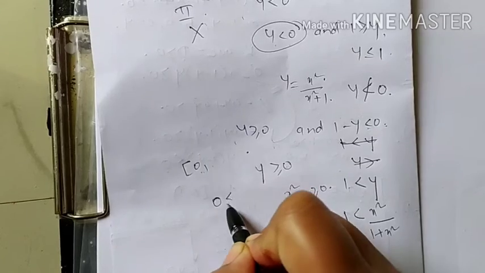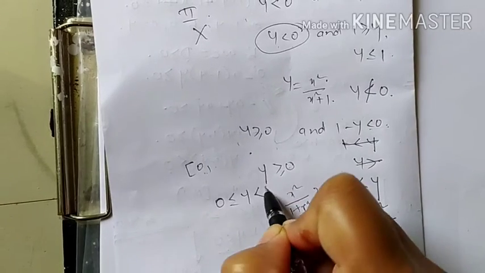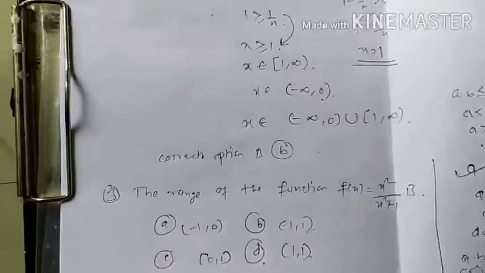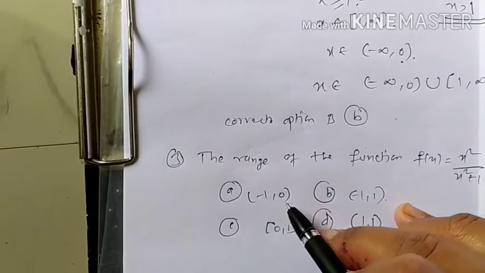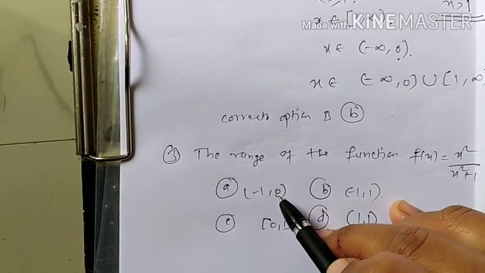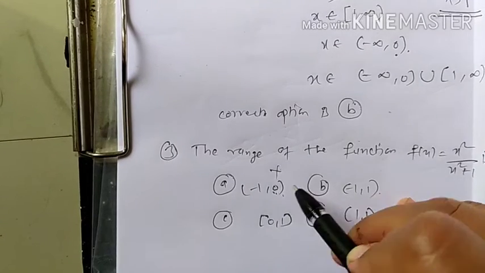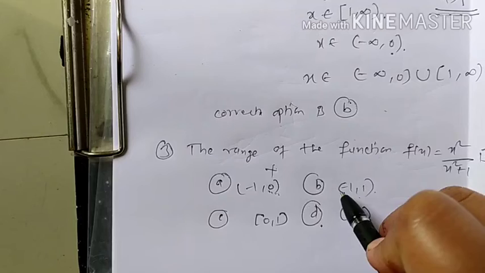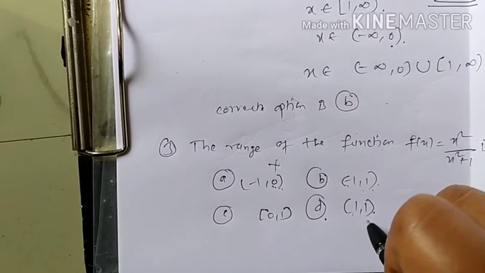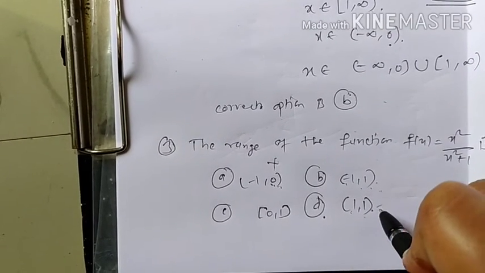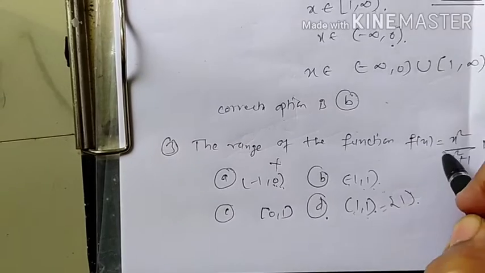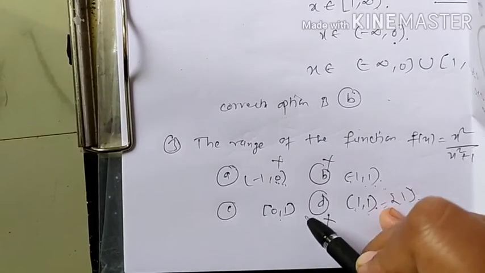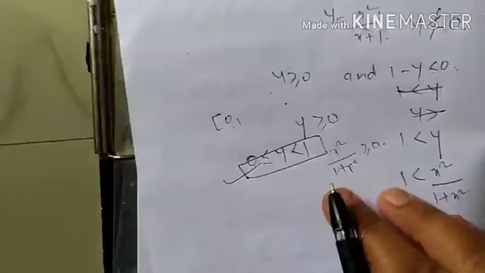Here 0 less or equal to y, strictly less than 1. If we consider the options, here minus 1 to 0, it is very clear that y is greater than or equal to 0. So this option also we cannot take. And minus 1 to 0, if we are not taking, how can we take minus 1 to 1. Now here 1 to 1 is the only element, singleton 1 only, and this cannot be the range of the function. Now the remaining option is closed 0 to open 1, and yes, it is there.